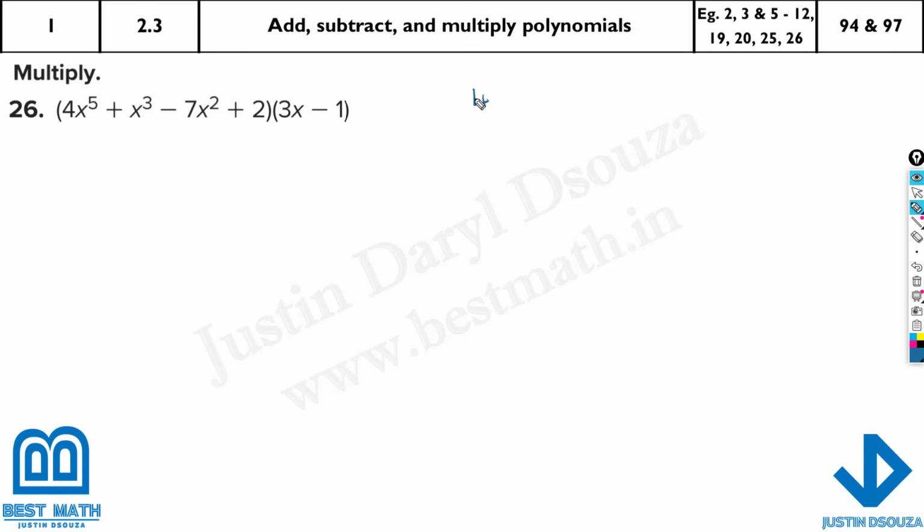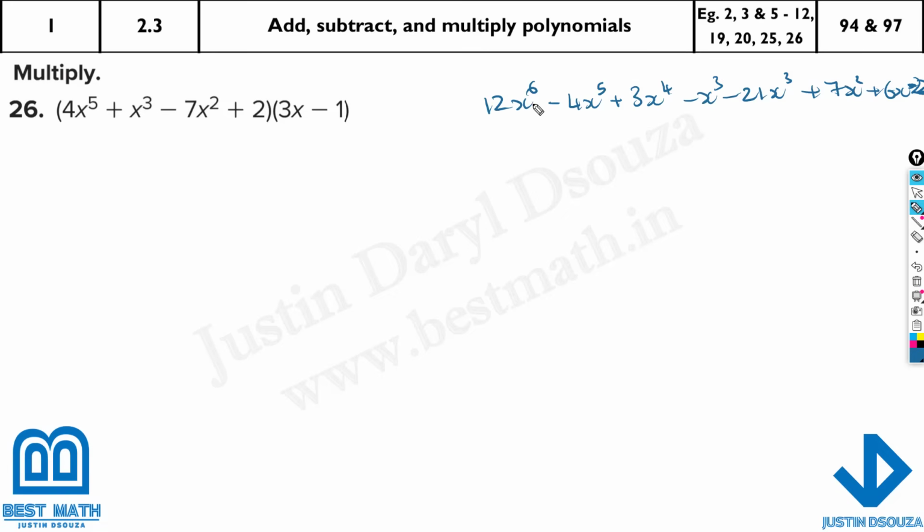So it is 4 times 3. Sorry, it's not 4. It is 12x power 6. How does this happen? 4 times 3 is 12. X power 5 times x, you need to add the exponents. It'll be 5 plus 1, it's 6. Then we have to multiply this 4x power 5 with minus 1. That will be minus 4x power 5. The next term, x power 3 multiplied. It will be plus 3x power 4 minus x power 3. Then we have minus 21x power 3 plus 7x squared. And lastly, we have plus 6x minus 2.